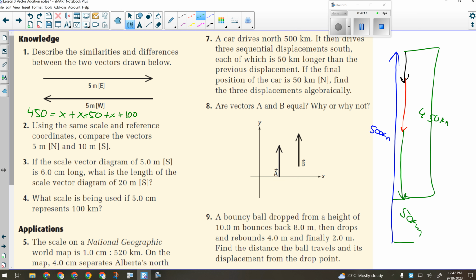So if I subtract the 100 over here and the 50 over here, what I end up with is 300 equals x plus x plus x. In other words, 300 equals 3x. How big is x? 100. So that means this one's 100, this one's 150, and this one's 200. Yeah?